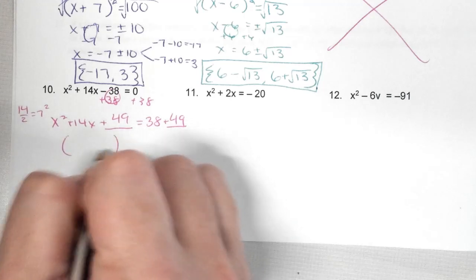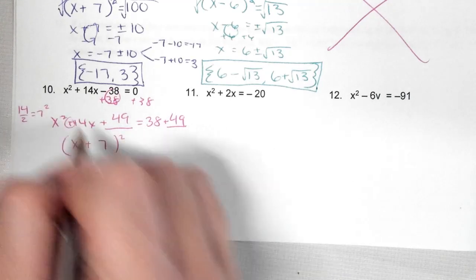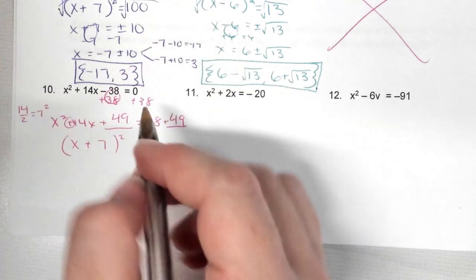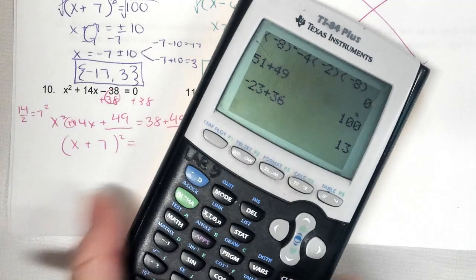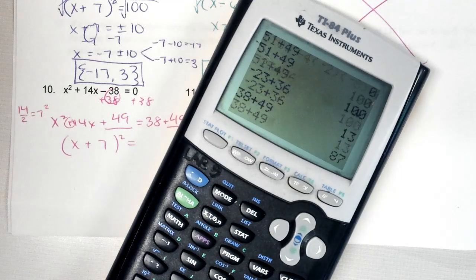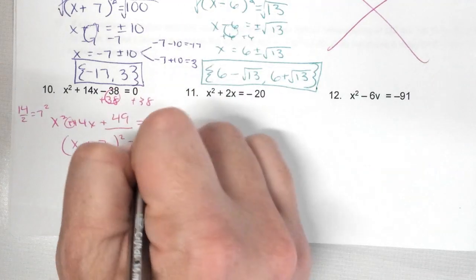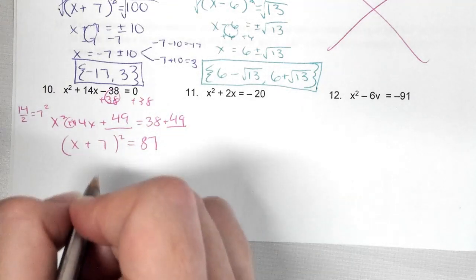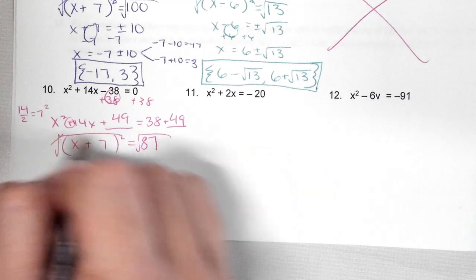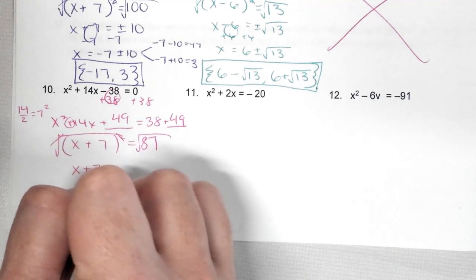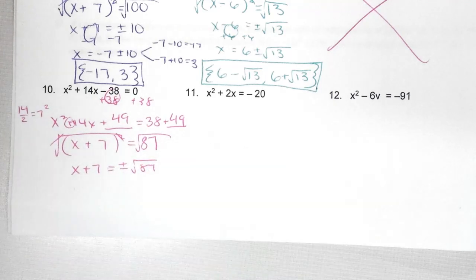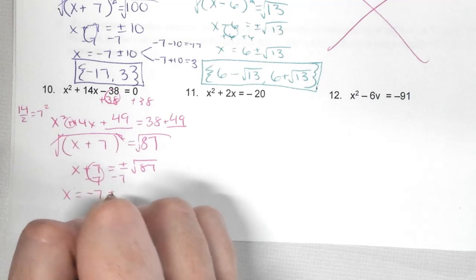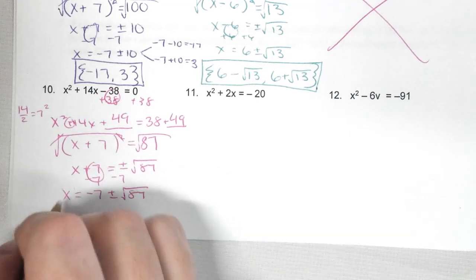So this becomes x plus 7 squared, plus because this is plus. This one was minus because that was minus. Okay, equals 38 plus 49. And that gives me 87. Which I don't know if you know, but 87 is prime. So when I square root both sides, it doesn't simplify it. I get x plus 7 equals positive and negative square root of 87. So I'm going to do minus 7, and I get x equals negative 7 plus or minus square root of 87, and there's my answer.